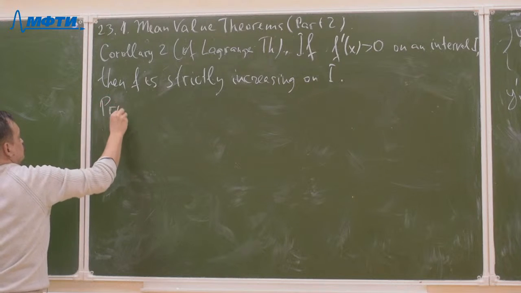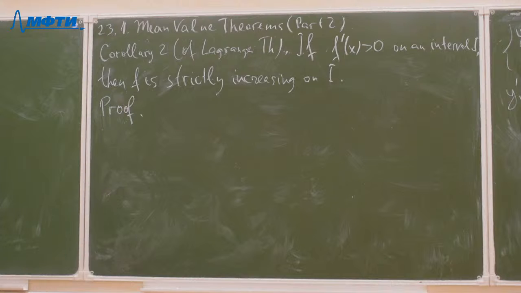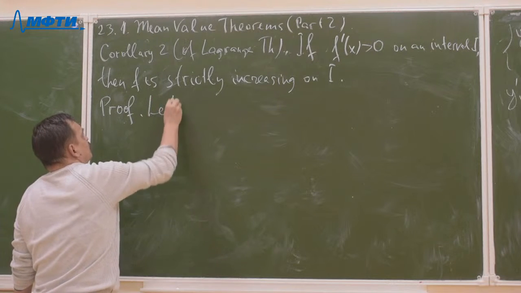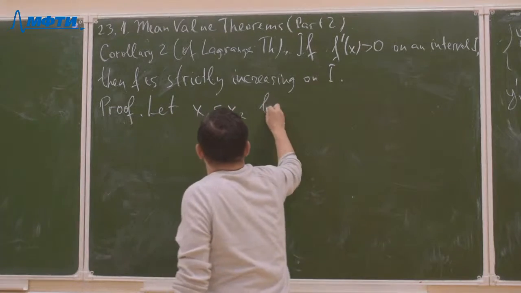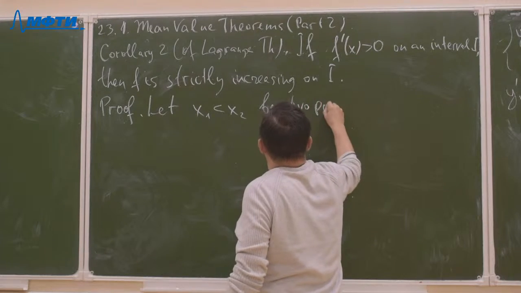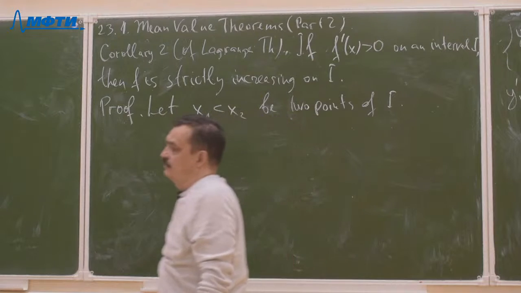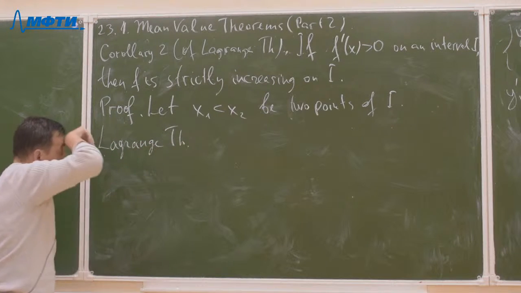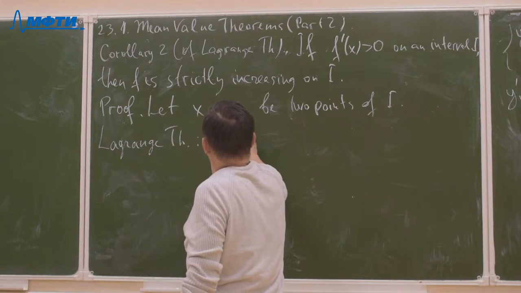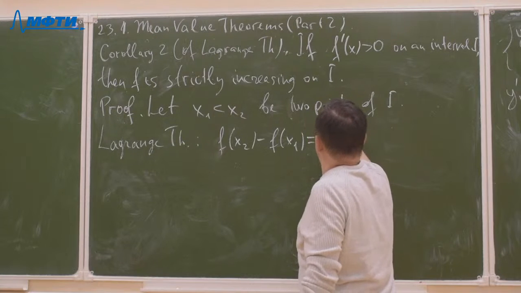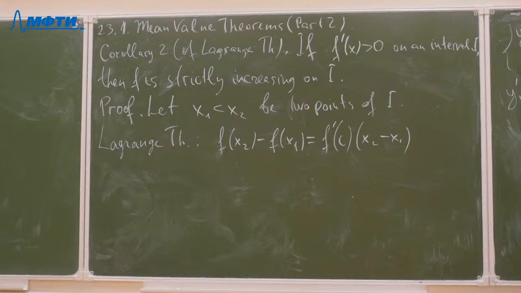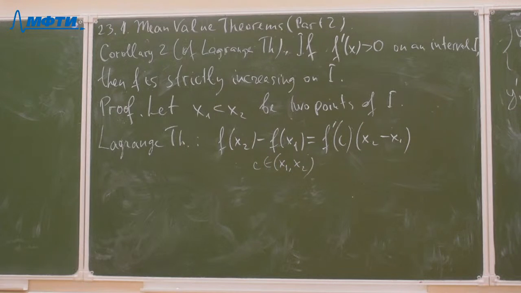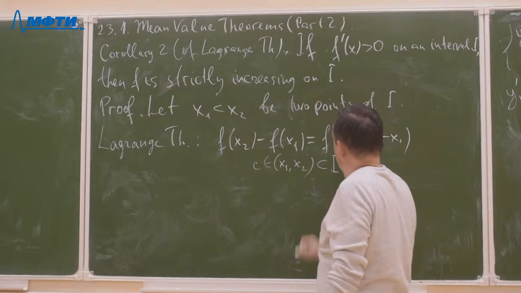Proof. So we take arbitrary values, let x1 less than x2 be 2 points of our interval I. Then Lagrange theorem says that f of x2 minus f of x1 equals f prime at c times x2 minus x1, where c is somewhere between. So c is a point of our interval x1, x2, hence it's a point of our interval I.